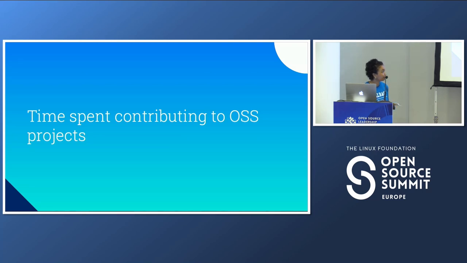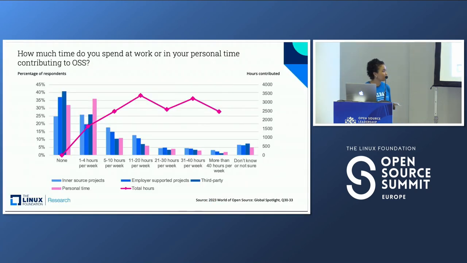All right, so how do we narrow it? But also, let's see how much time people are spending contributing to open source projects, be it personal time or within working hours. All right, this is a bit of a complex graph, so let me talk you through it. The bar charts are showing the percentage of respondents who said that they are working this much time during the week on open source. On the left is respondents who said, I'm not working on open source at all. Then from 1 hour per week all the way to more than 40 hours per week. Not surprisingly, as we go toward 40 hours, fewer and fewer respondents say that they're working on open source. Within the charts, we had different questions on whether they are working on inner source projects, other employer-supported projects, or a third-party open source project.